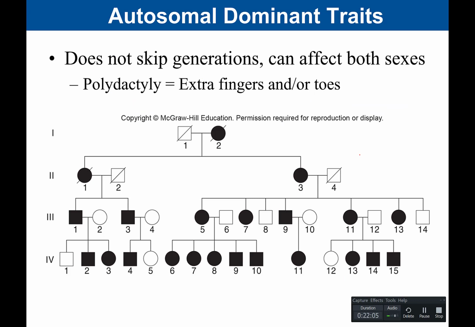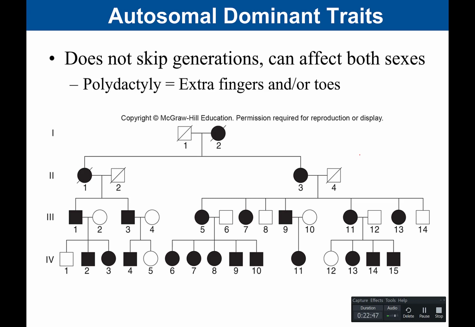So an autosomal dominant trait does not skip generations. Again, you can't have it skip a generation because if the child has the disease, at least one parent has to have it as well. They can affect both sexes, so both males and females can have the trait. That's what tells you autosomal. Again, you'll see in a little bit how sex-linked is going to be different. And so what you're looking at in this table is something called polydactyly, which is extra fingers or extra toes. This is a pedigree of a family showing how it is transmitted.